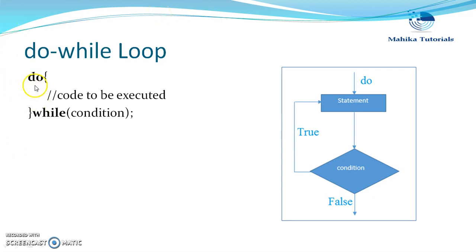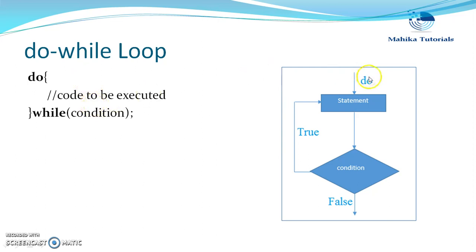We use the do keyword and then within braces we specify the code that is to be iterated or repeated, and then we give the while along with the condition. Here the condition is given when we exit from the loop. Therefore, do while loop is known as exit control loop.